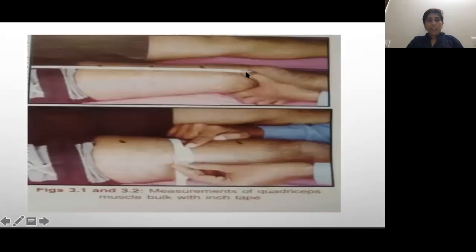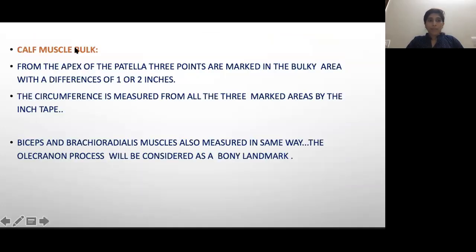So here you can see the measurement has been taken at the 3 points, and the reference point is the base of the patella, and accordingly the circumferences should be measured and compared with the opposite side. Okay, here it is given. In the same way, for calf muscle bulk, from the apex of the patella, 3 points are marked in the bulky area with a difference of 1 to 2 inches, and in the same way the circumferences should be measured and compared with the other side.